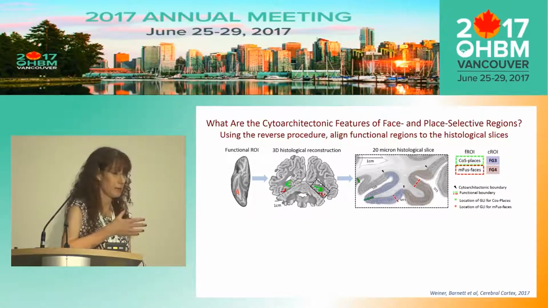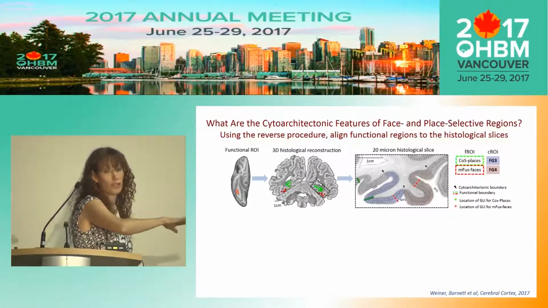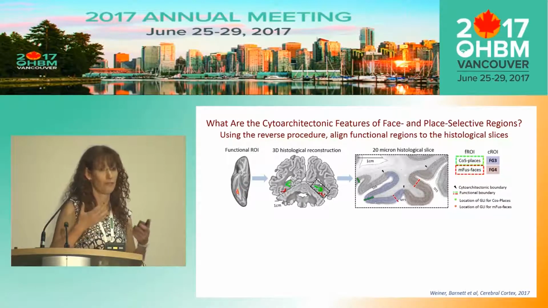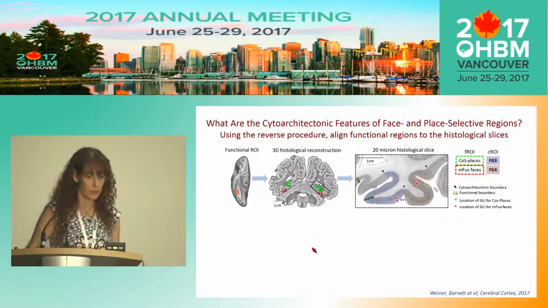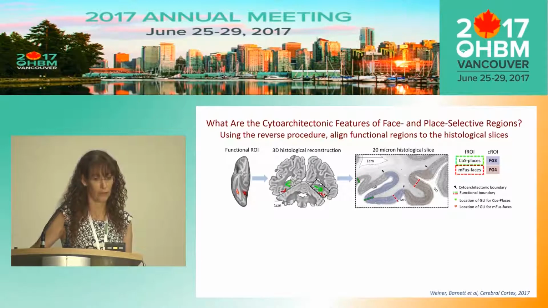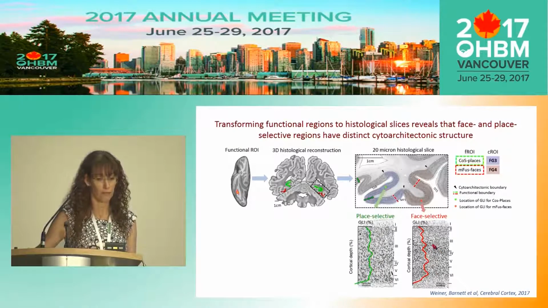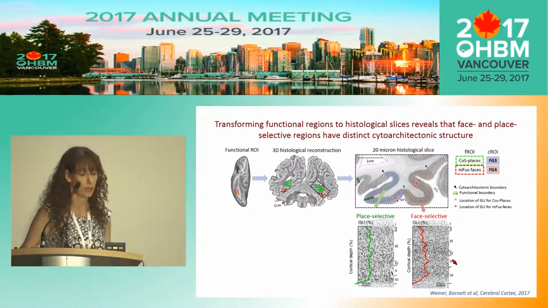So this is very exciting because now we can actually project our functional regions all the way back to the cytoarchitectonic slices, and for the first time actually visualize the cytoarchitectonic structure of functional regions. So during the reverse process, we take the functional MRIs, project them back to cytoarchitectonic slices, and then we can extract the cytoarchitectonic profile from face and place selective cortex. And if you look at the gray level index of face selective cortex compared to place selective cortex, you can see that they have different cytoarchitectonic structures.